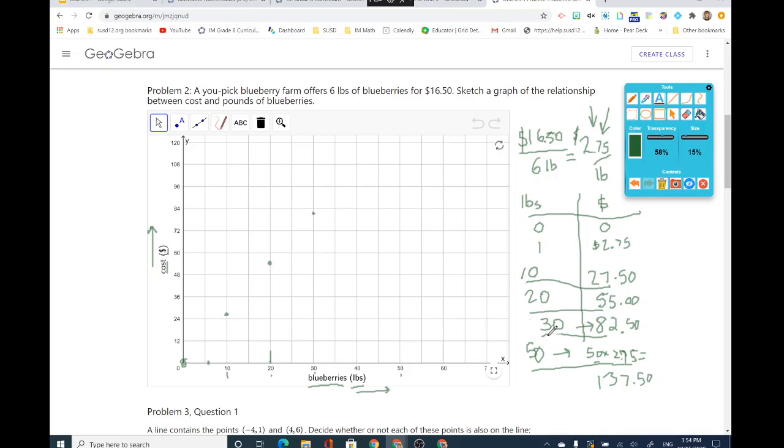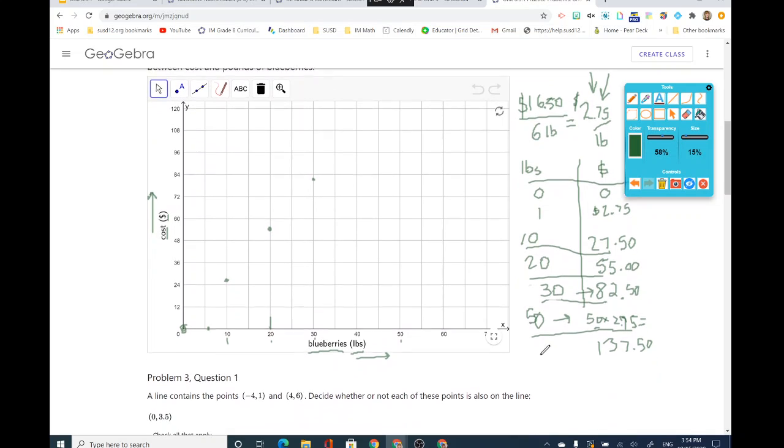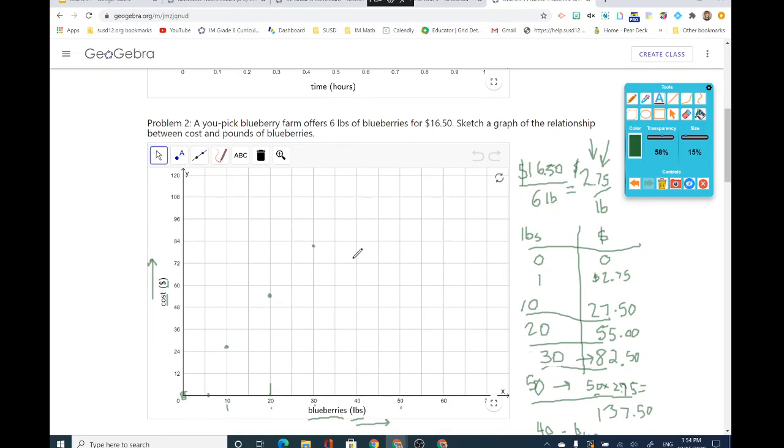Well, I skipped 40 pounds thinking I could save time. But that might not have been a good idea. Let's go ahead and calculate how much 40 pounds costs. 40 pounds times $2.75 per pound is $110. Let's plot that. Okay, here's 108. Okay, 40 pounds and $110. I guess that's going to be right about here.